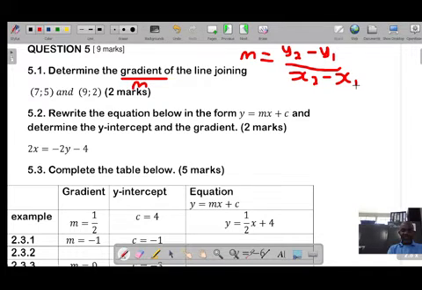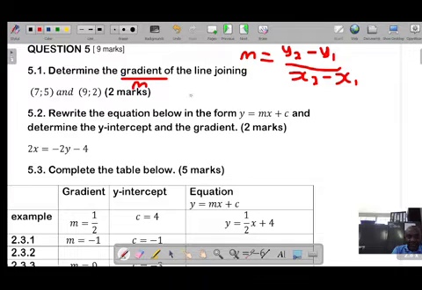Now somebody can say, but sir, what is your y2 and y1 and x2 and x1? Don't worry about that. What I usually do myself is the first coordinate takes the ones, that is to say x1 is 7, y1 is 5. Then the next coordinate takes the twos, that means x2 is 9, y2 is 2.